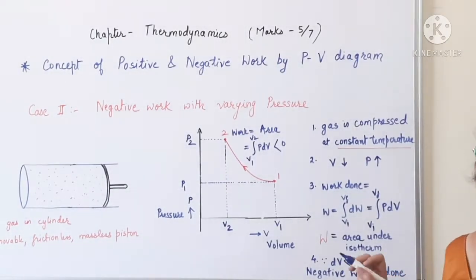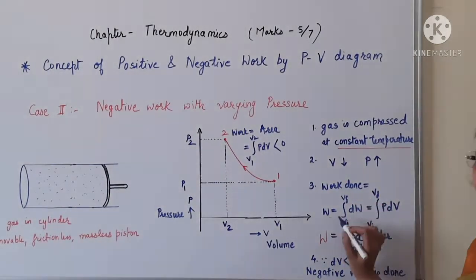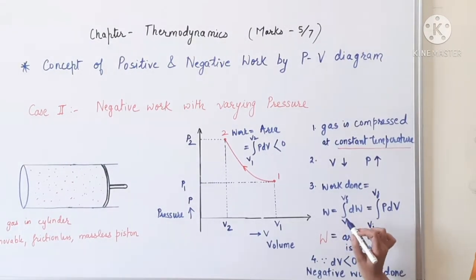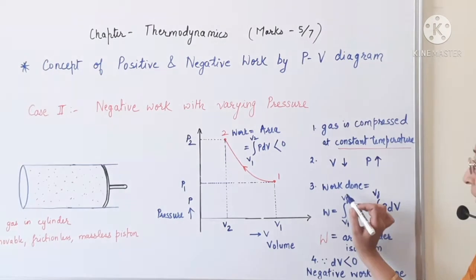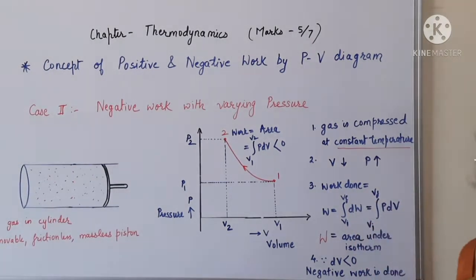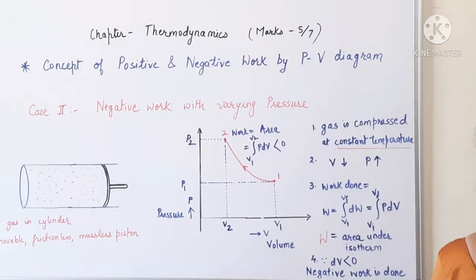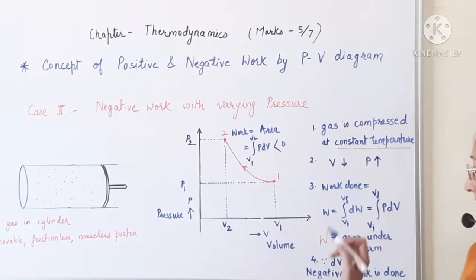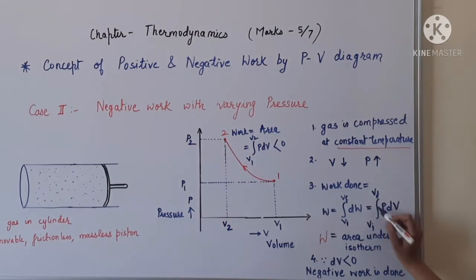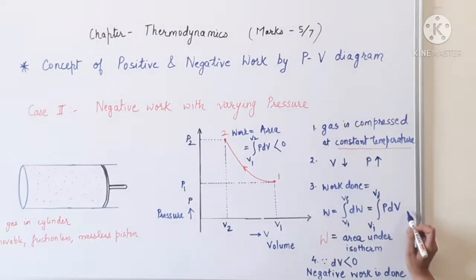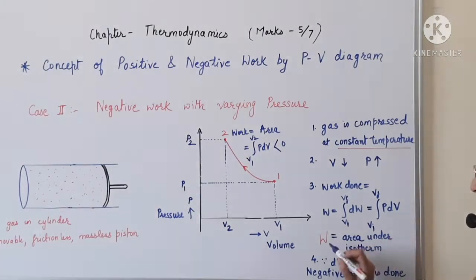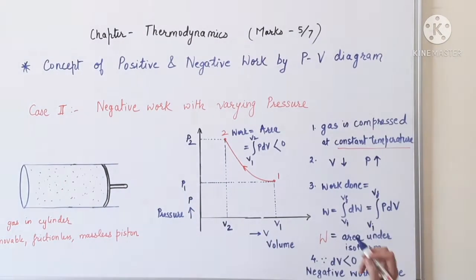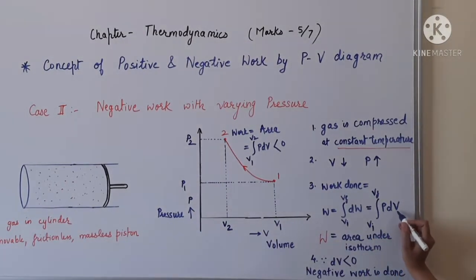Work done. We know work done, according to the formula, is the integral from initial volume Vi to final volume Vf of dW. That is, all such work done from Vi to Vf are added or integrated. So, the integral of Vi to Vf, PdV, according to the formula. So, this P is the pressure and V is the volume. So, dV is the change in volume.